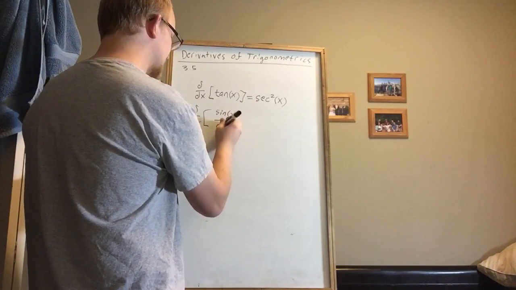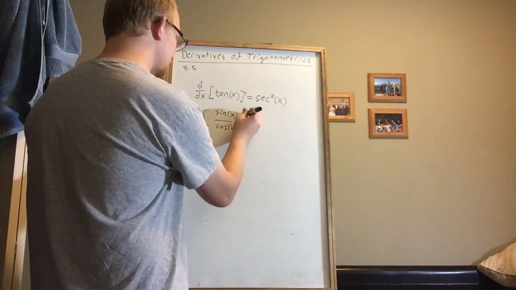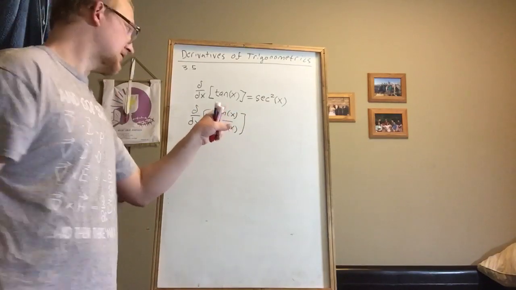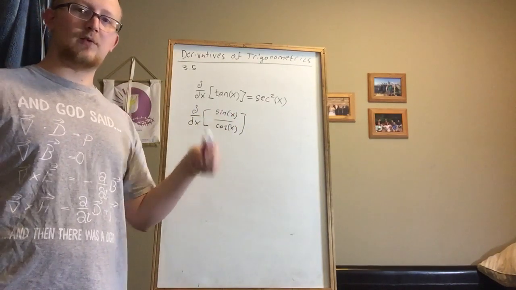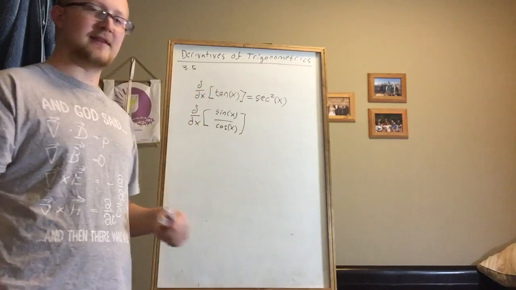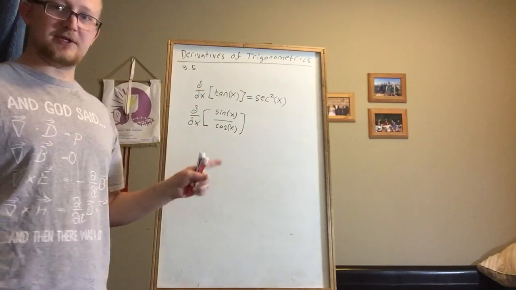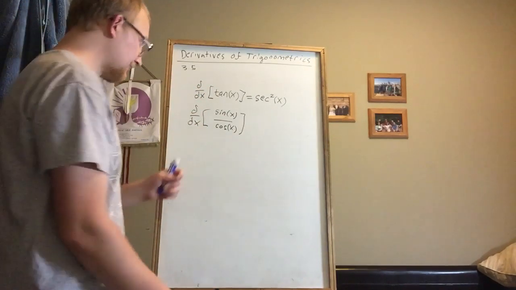So sine x over cosine x. Now we have two terms that involve x, one on top of the fraction, one in the denominator. This means we should probably use the quotient rule.